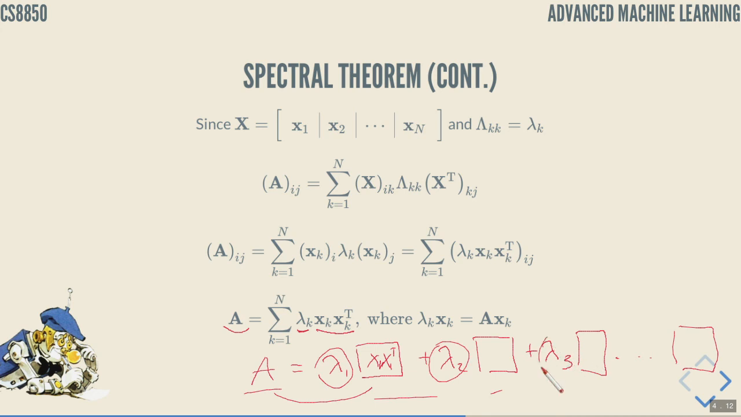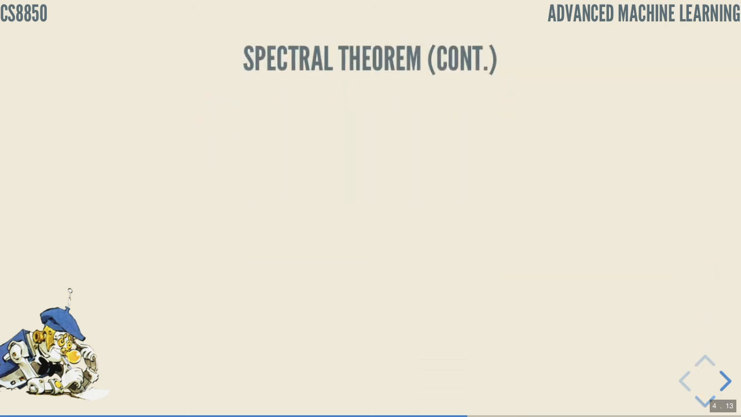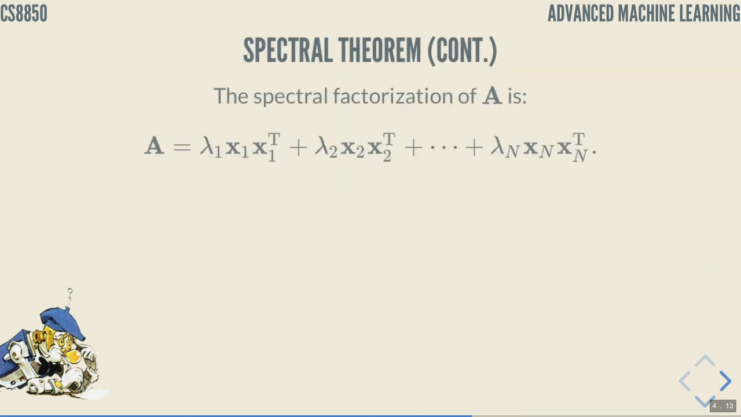And this is called spectral decomposition because we compute a spectrum. That's what I said back in the component form. The spectral factorization of A is this summation. And each lambda n times xn xn transpose is a rank 1 matrix because it's just the outer product of two vectors.